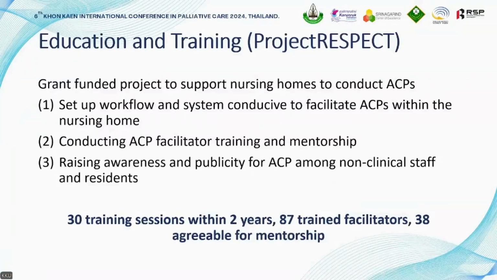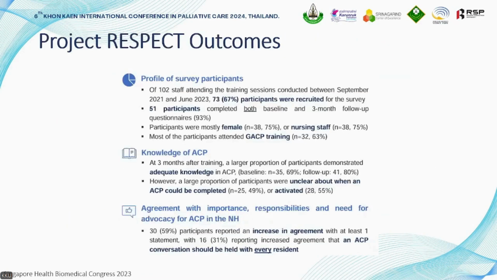So there are a few education models that have been implemented. This is one of them. In my hospital, what we do is we go to nursing homes to train nursing home staff and nurses on how to conduct advanced care planning. We go down to set up workflows, we conduct training and mentorship programs, and we set up publicity materials in the nursing home to educate the residents and their next of kin about advanced care planning and the services. Over 2 years, we conducted about 30 training sessions with about 87 facilitators. And these are some of the results that we have seen.